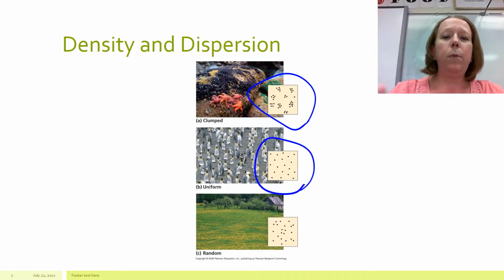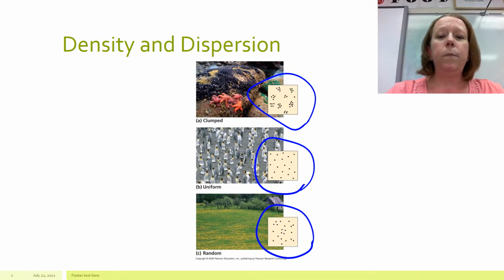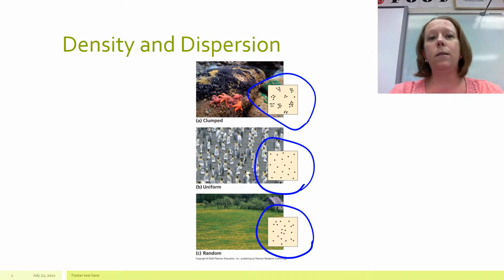Then we have the penguins here, and they're showing a more uniform pattern of dispersion. The advantage of a uniform pattern is more equal or fair sharing of resources because you're evenly spaced in the environment. And then the last one here is the random pattern, and that's going to be primarily found in more opportunistic type species, so things like weeds.